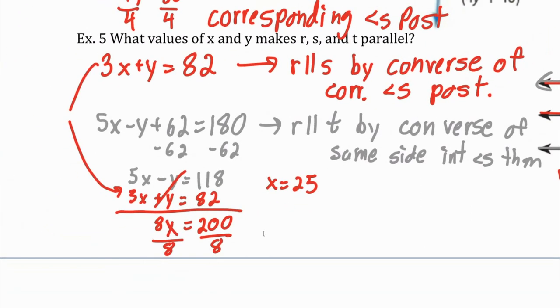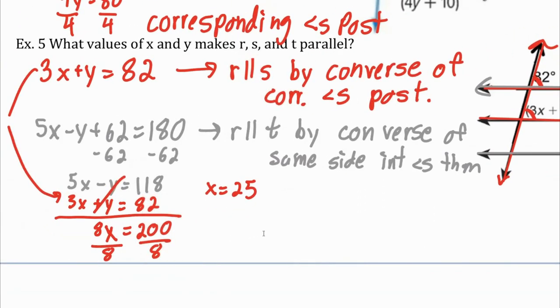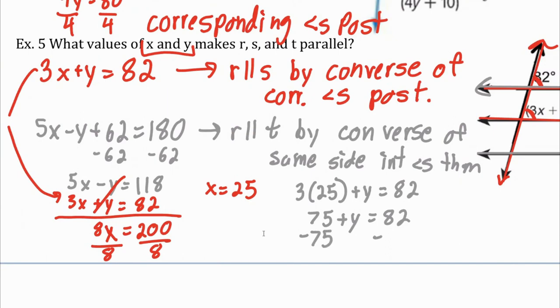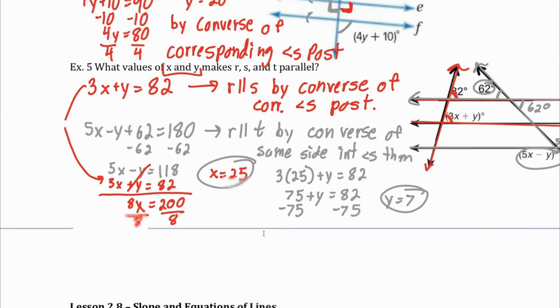So it's great that we got that x equals 25, but we still need to find the value of y. So it doesn't matter which equation you plug back into. I'm going to plug into the top one, and we'll say 3 times x, which is 25, plus y equals 82. So 3 times 25 is 75, plus y equals 82, and then we subtract 75 from both sides. So y is going to equal 7. So in order for this to work, x has to be 25, and y has to be 7.